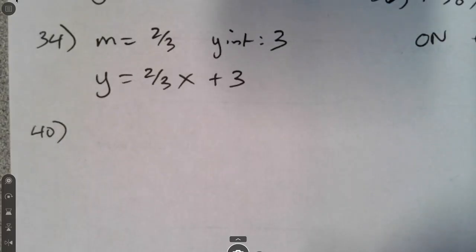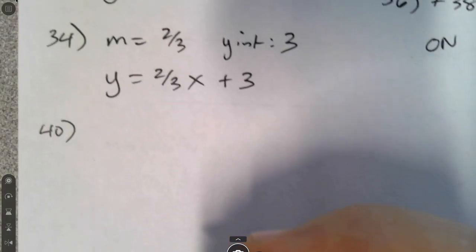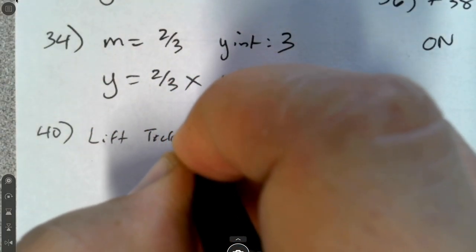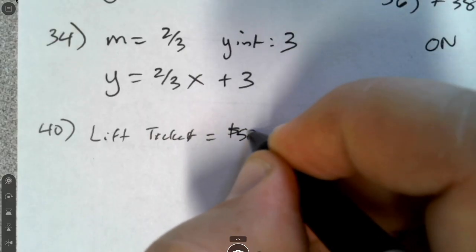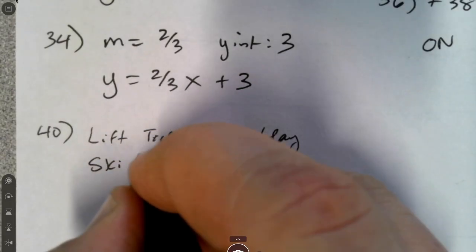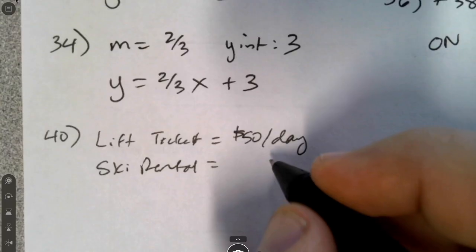Okay, number 40. Going to read it aloud. Hopefully you have your paper, or your book to read it from. So it says, write an equation in slope-intercept form for the total cost of skiing for H hours with 1 lift ticket and ski rental. Then there's a little image that says Apache Slope Ski Lodge. And they say the lift ticket is $50 a day. And then ski rental is $10 an hour.